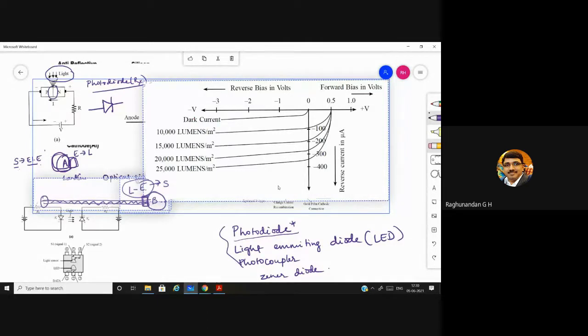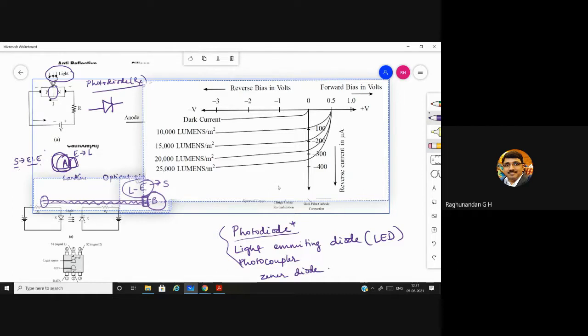We are mainly concentrating on the reverse bias condition because the diode is reverse biased. And you know, the light intensity is measured in terms of lumens. So initially we have a dark current, which is a reverse saturation current. Without the effect of light, some amount of reverse saturation current will be flowing. That current is known as dark current.